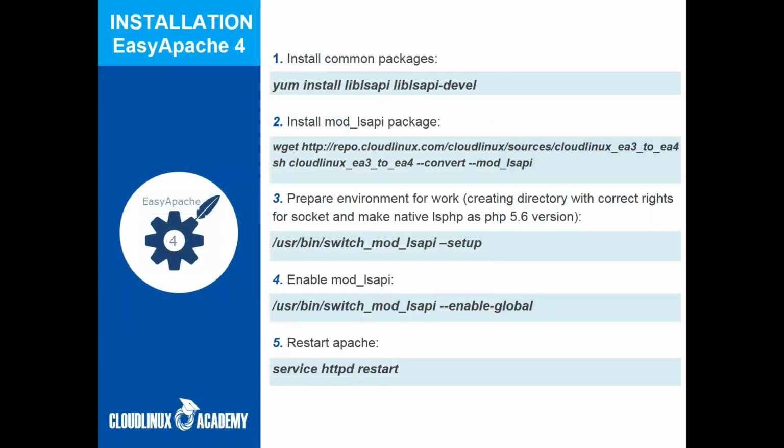Some additional steps are needed for Easy Apache 4, as it is still in beta stage. We have made conversion script for it to do the job. What you have to do is just to download the script, pass Mod LSAPI parameter to it, and then continue with the same steps as for Easy Apache 3.